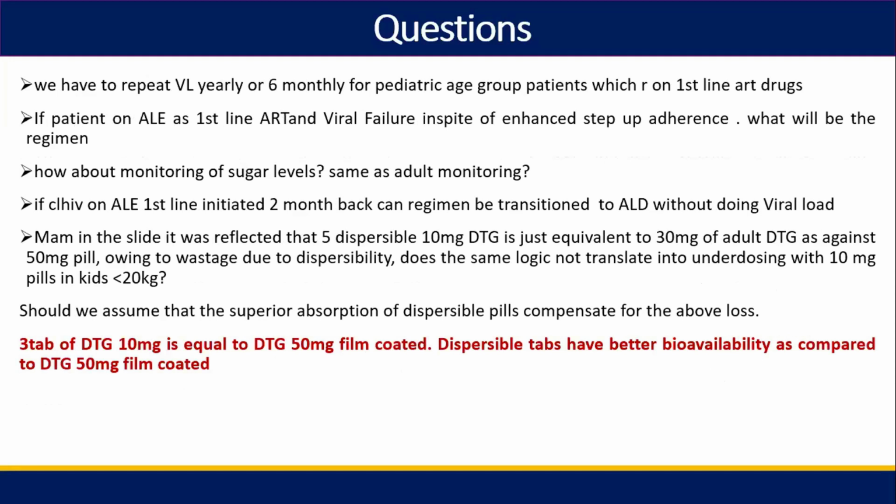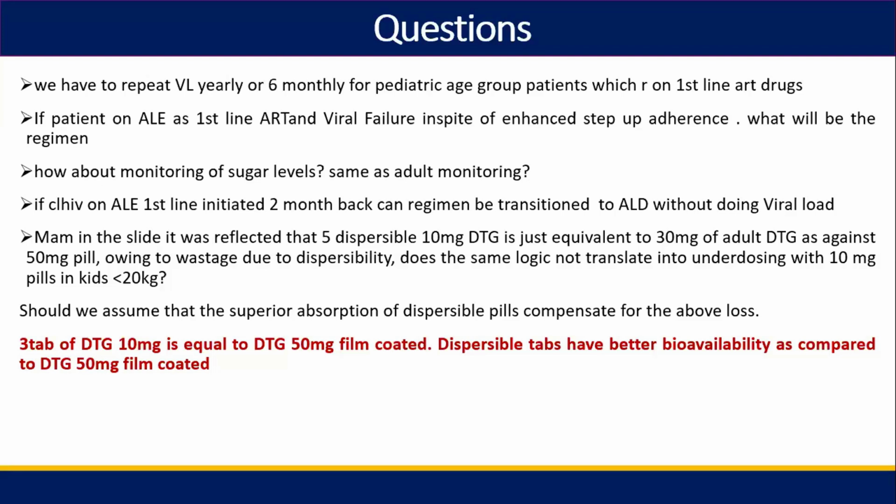If a patient on AL as first line ART has viral failure in spite of enhanced step-up adherence, what will be the regimen? If AL is the first line regimen, in such cases ZLD should be given. ZLD would be the answer. How about monitoring of sugar levels? Will it be same as adult monitoring?